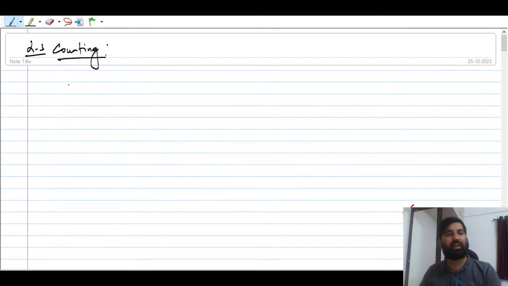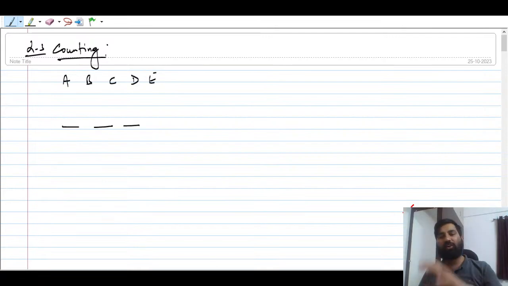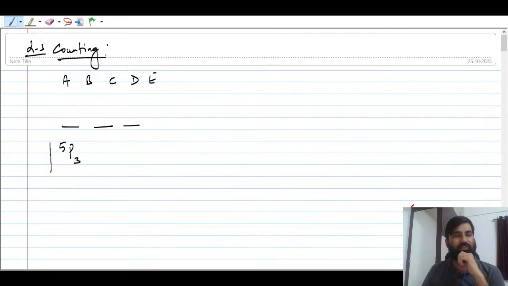Suppose you have 5 friends, A, B, C, D, E, and you have 3 spaces. You have to take these friends and ask them to stand in a row to get their picture captured. You want to arrange these 5 friends in 3 slots, so you have to take 3 friends. Please remember this: out of 5 friends, you're going to arrange 3 friends. This is called permutation.